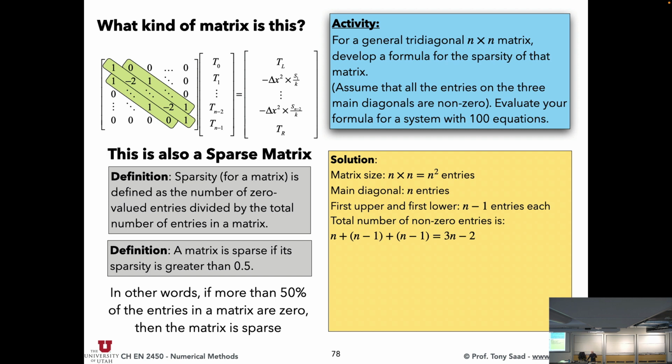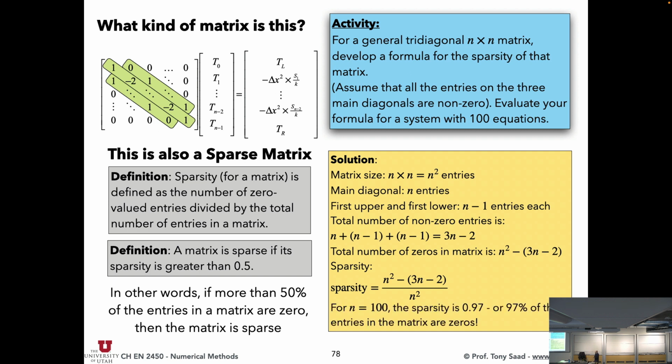How do we get the total of zero entries? That's the total matrix size minus the number of non-zero entries, so n squared minus 3n minus 2. That gives you the numerator, the number of zeros in the matrix, divided by n squared. For n equal 100, you get 0.97. In other words, 97% of the matrix is filled with zeros.